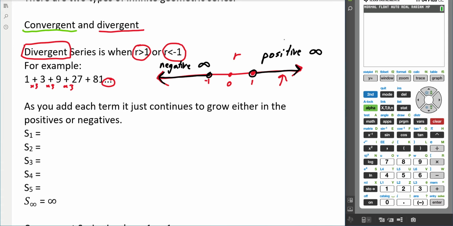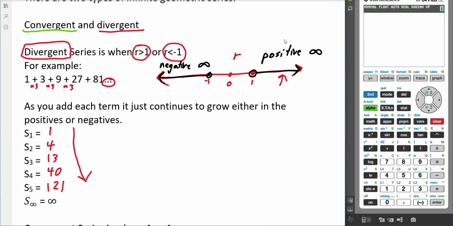Our first term, we're just adding it by itself. Our second term, we add the first two terms. The next term, we add that plus the 9, so 13. Then we add another 27, so 40. Then we add 81, so 121. And you'll notice that this pattern just continues to grow forever and ever. If you went to infinity, it would be infinity.